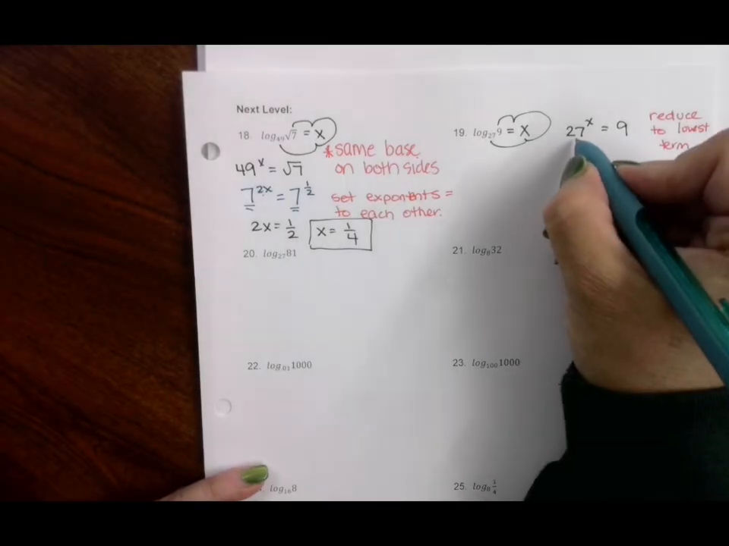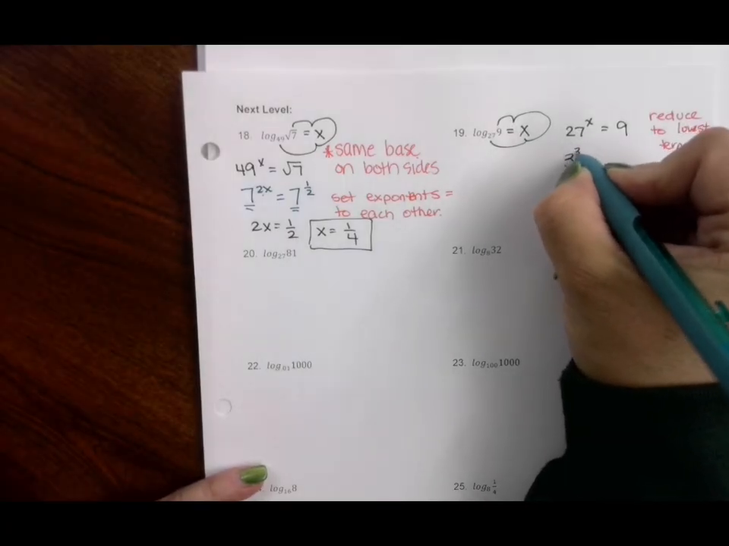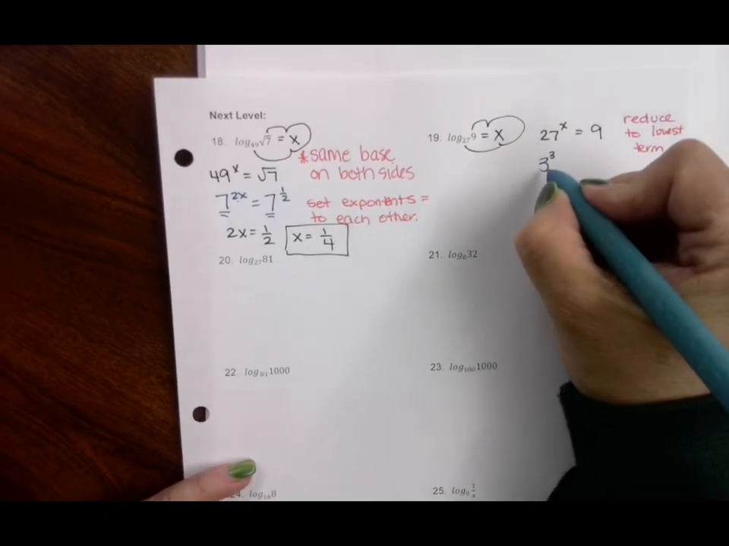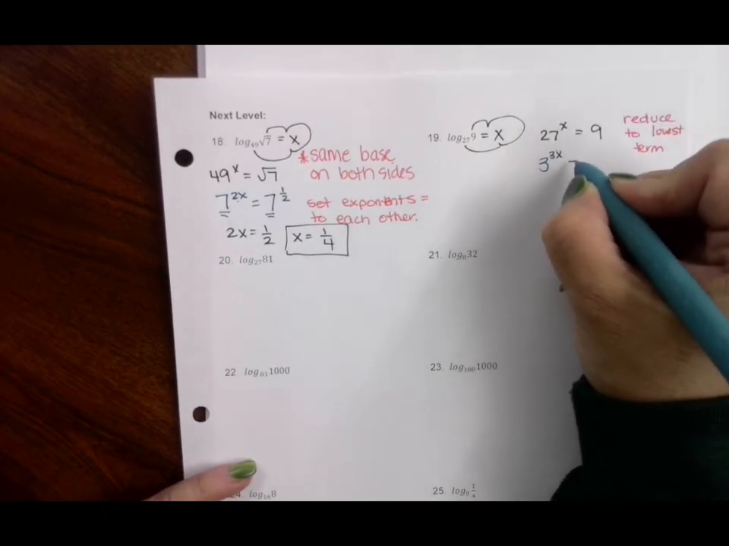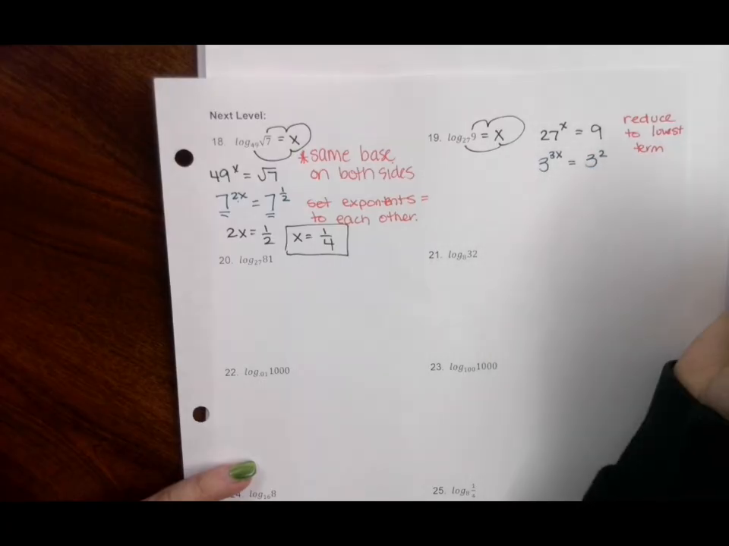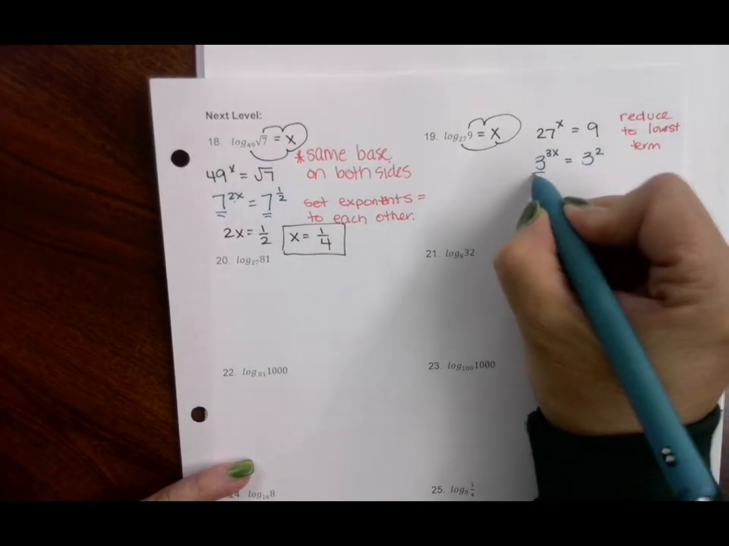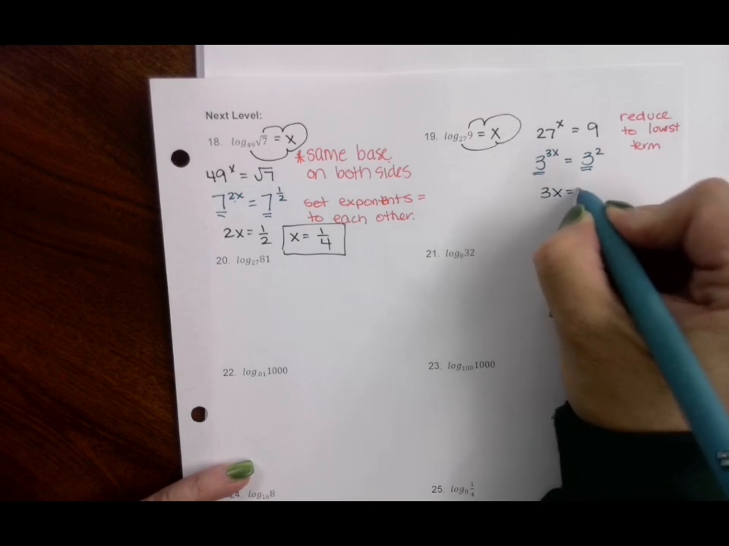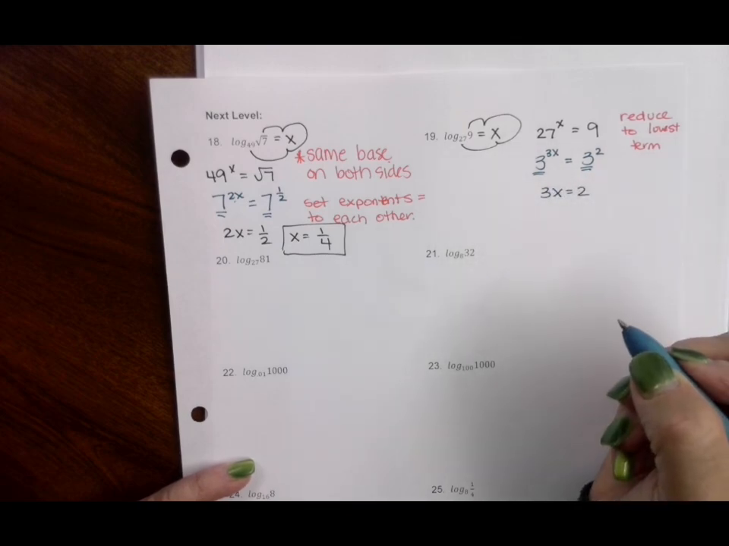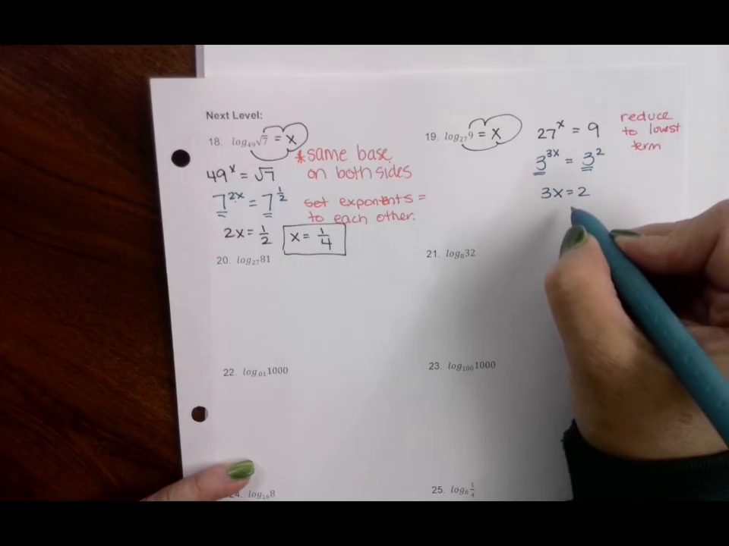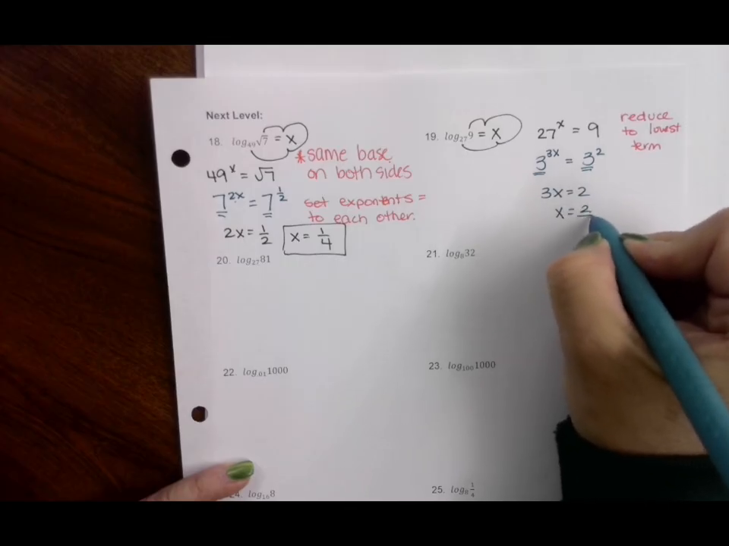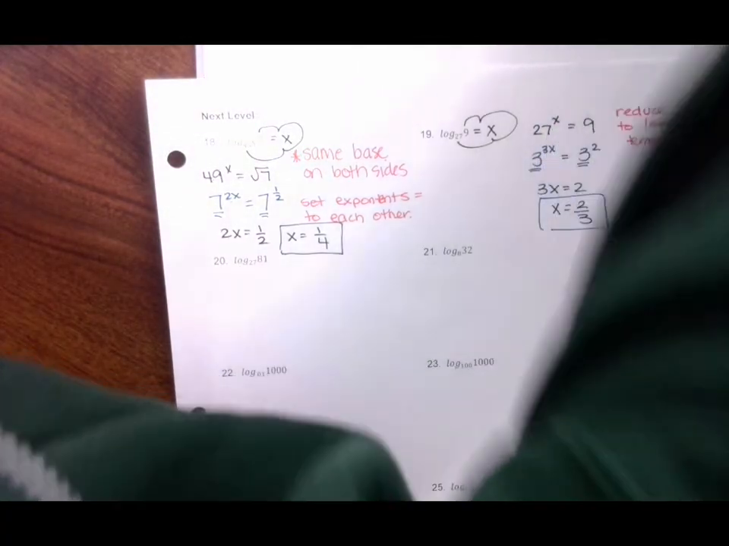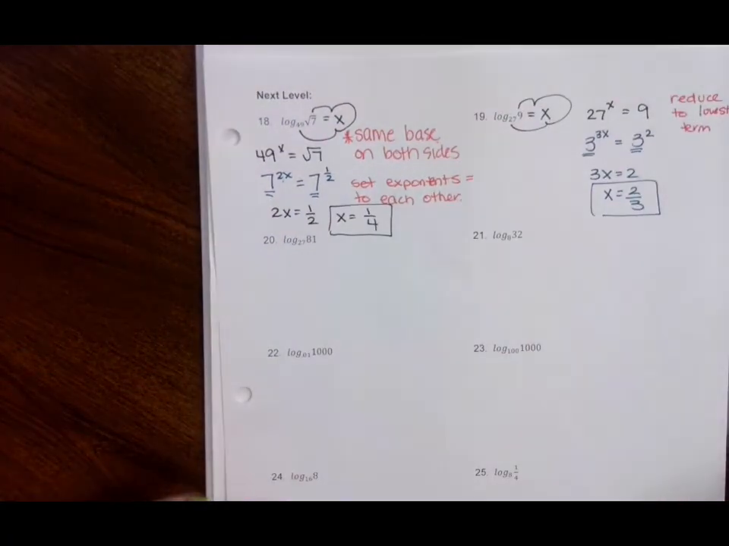All right, so what do I know about 27? Well, 27 is 3 cubed. 3 times 3 is 9. 9 times 3 is 27. So this becomes 3 cubed times x equals 3 squared. Now, I have same bases, so all I do is put my exponents equal to each other. And remember, I'm solving for x, so x equals 2/3. All right, let's go on to the next one.